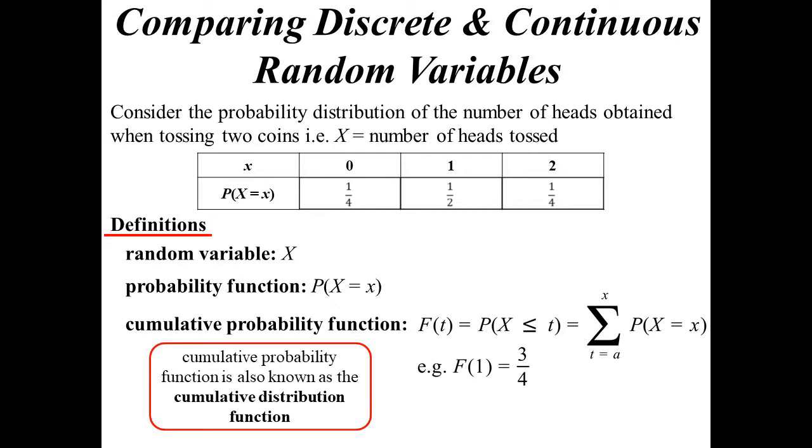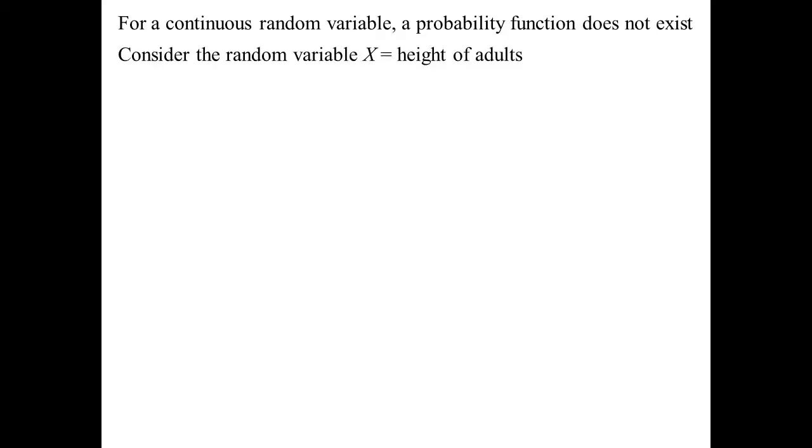So you could see either term for that. That was a discrete variable, of course. For a continuous random variable, a probability function doesn't exist. Let me show you. Consider the random variable X, and X is going to represent the height of adults. So that would be a continuous variable.